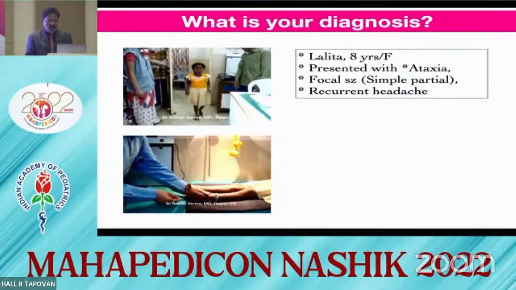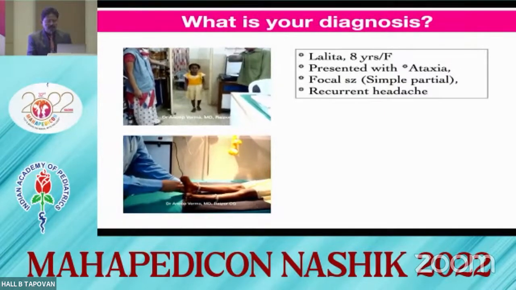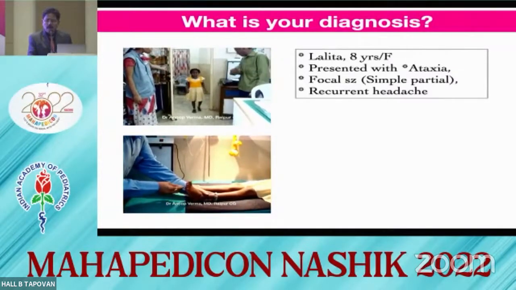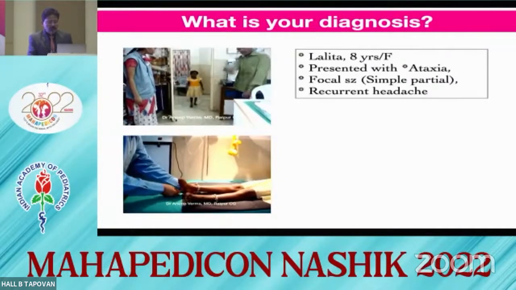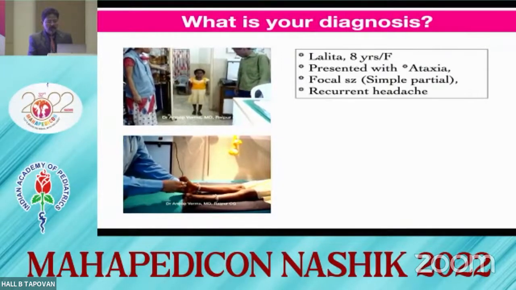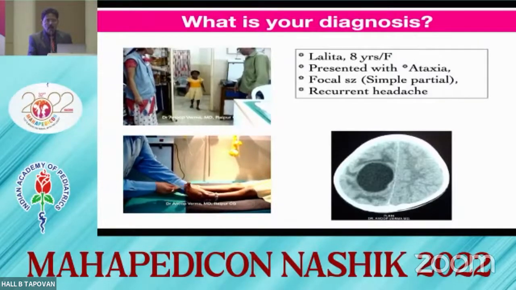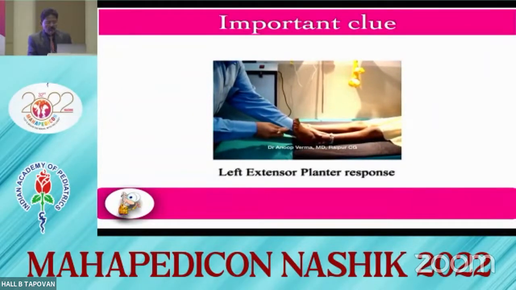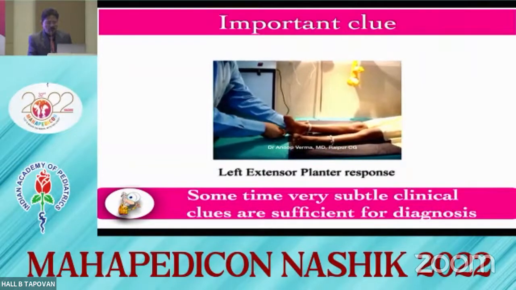Some patients have a very subtle sign. See the gait of this child entering my chamber. Just see, a slight lurch is there, but it has a focal pyramidal extensor lesion. You can see the extensor plantar was there. Focal seizure and recurrent headache were there, and see the huge glioma sitting here. See the extensor plantar. So small things may give you good clues for the diagnosis.